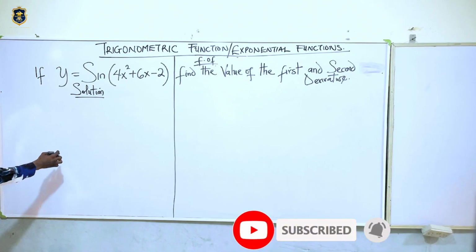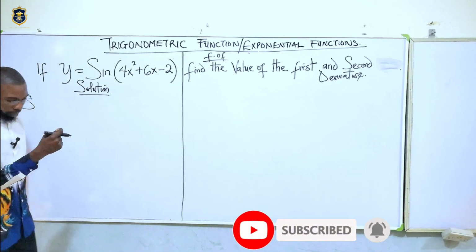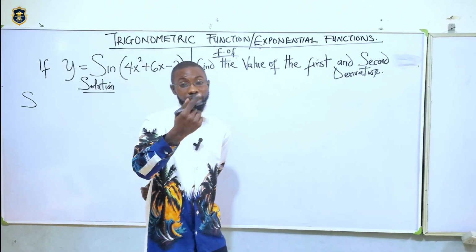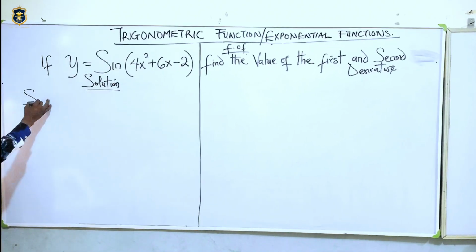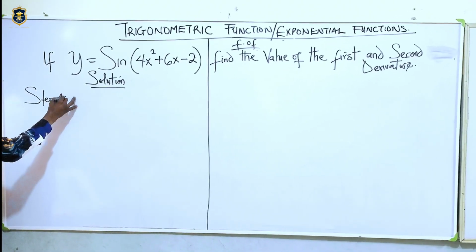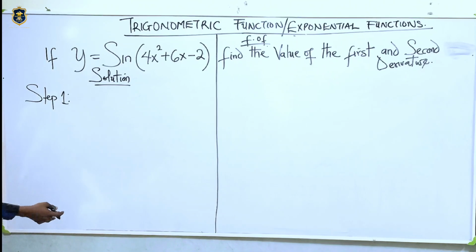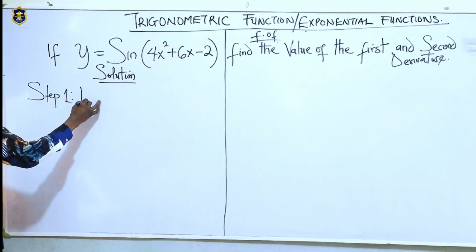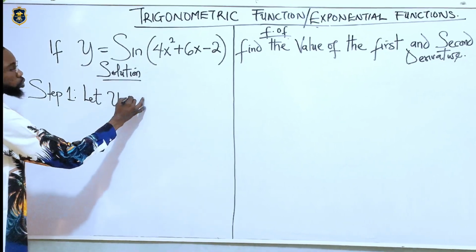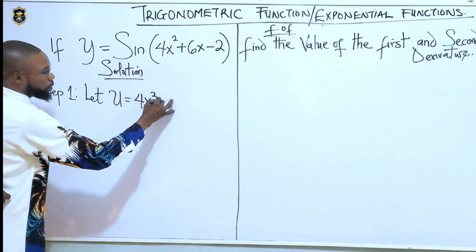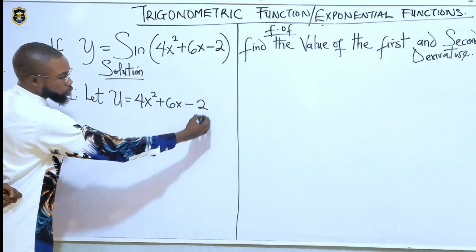So first things first, I taught you the steps while we were doing exponential equations, right? I taught you the steps on what to use. So let's get to this. Step one remains the same. So step one, let u be equal to 4x squared plus 6x minus 2.